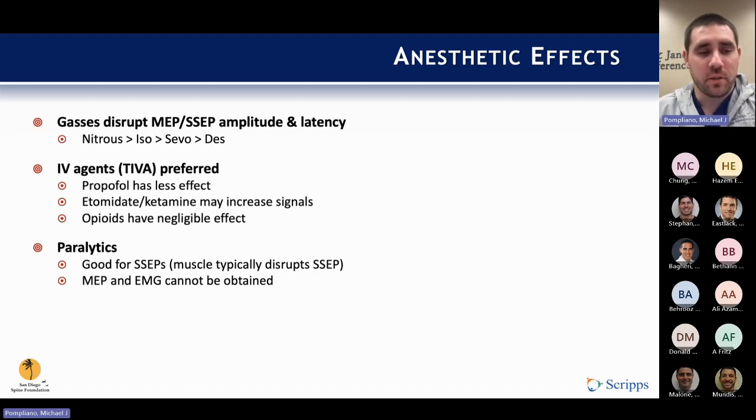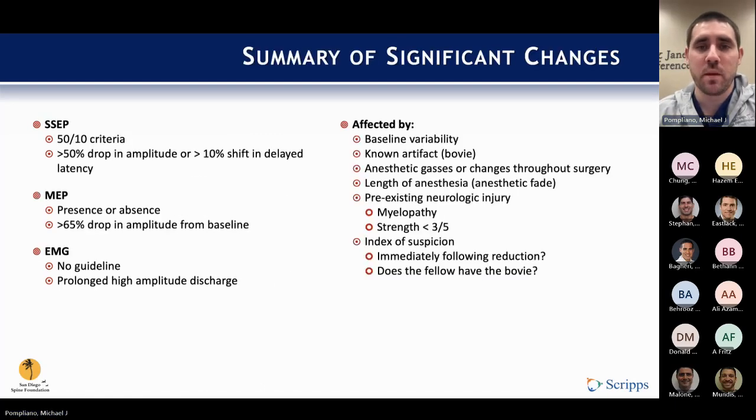However, intraoperatively, paralytics are obviously going to significantly affect MEPs and EMGs, but SSEPs can still be utilized, though no longer in a multimodal nature. With respect to where we've talked about the significant change for SSEPs, the 50-10 rule, and MAPs, you have your 3 different options, but I think most people use a 65% drop in amplitude from baseline. And then EMGs, no significant guideline, but a prolonged high amplitude discharge will indicate an injury.